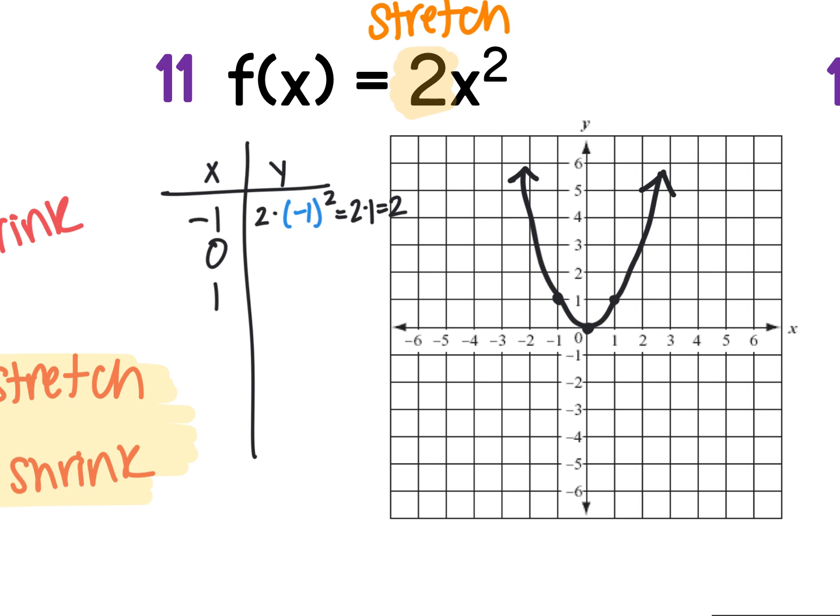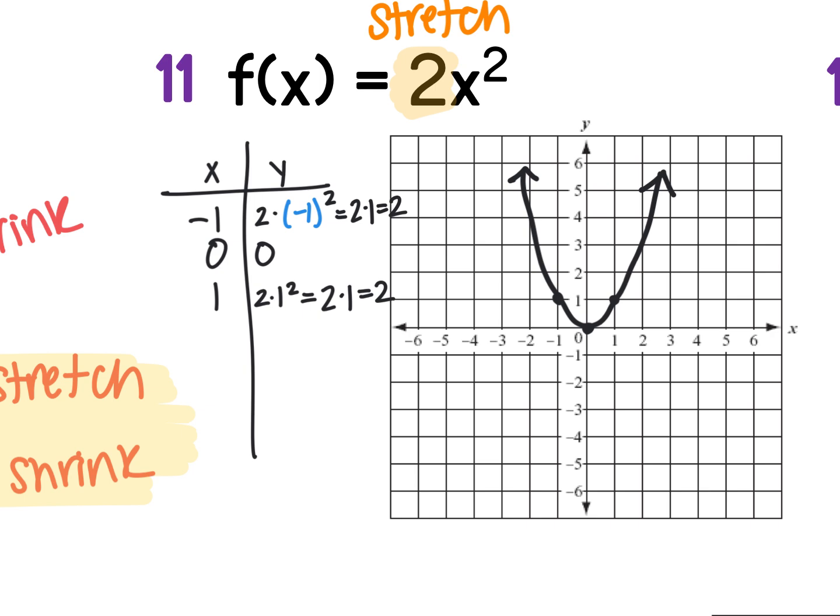And then this is just going to be 0. If I plug it in, 0 squared is 0, 2 times 0 is 0. And then looking at the next one, I'm going to have 2 times 1 squared. 1 squared is 1, so I'm going to have 2 times 1 equals 2. Now I'm going to go ahead and graph.